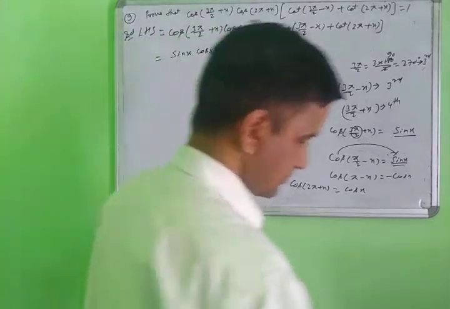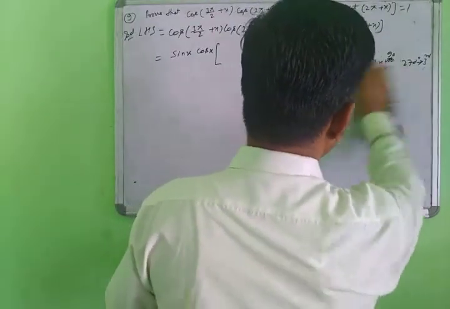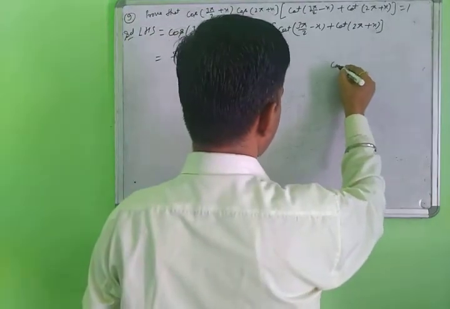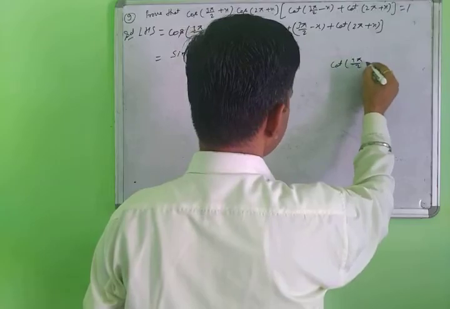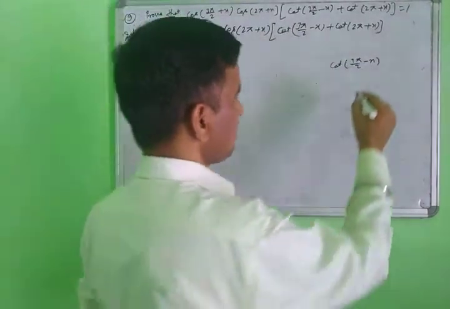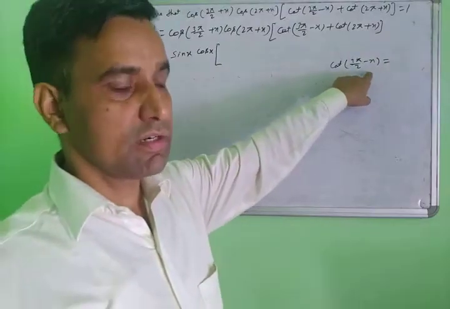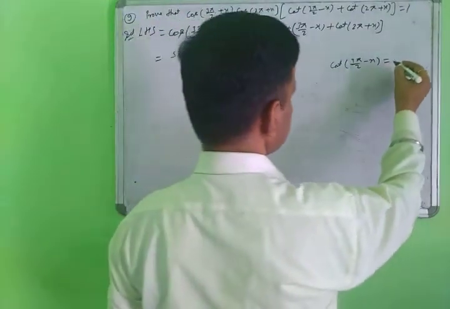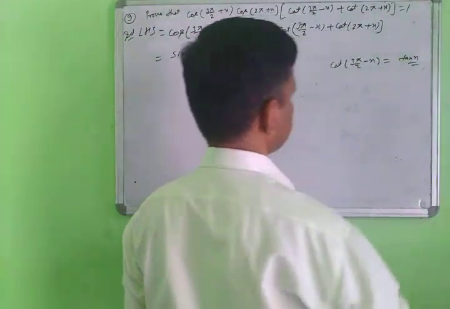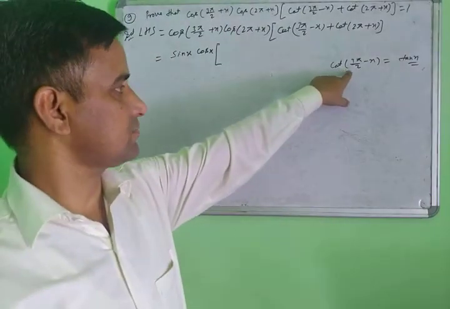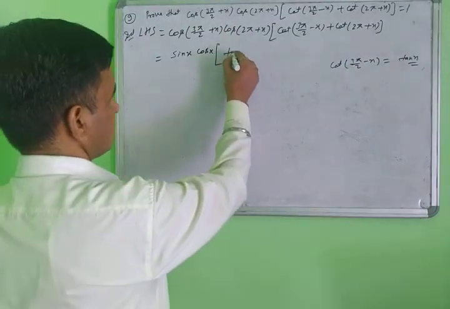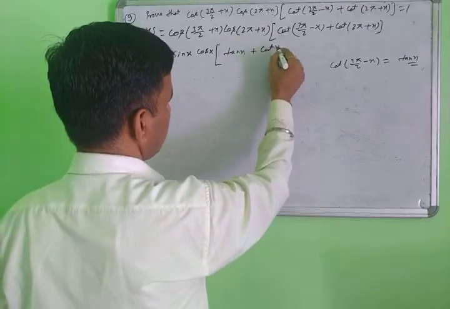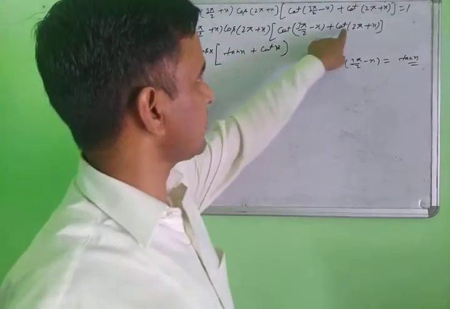Same thing here for cot. Cot(3π/2 − x): this is the third quadrant, where cot is positive, but in the 90 form it changes to tan x. So the value here comes as tan x. And cot(2π + x) is cot x. So the value of this is plus cot x.